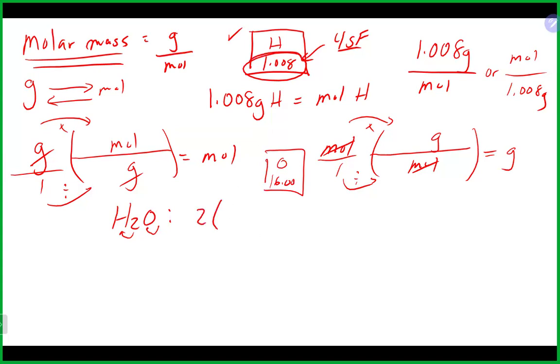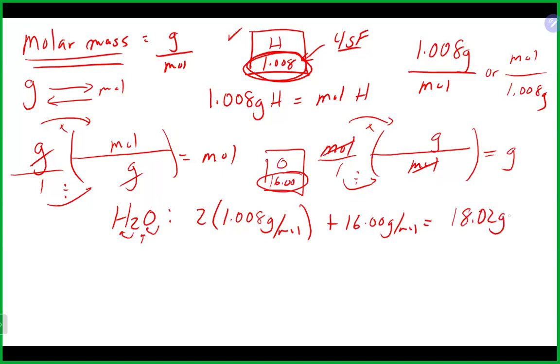Each of them from the periodic table has a molar mass of 1.008 grams per mole. And we're going to add it to our oxygen here, that is just one of them. And each of the oxygens from the periodic table is 16 grams per mole. That gives us a molar mass for water of 18.02 grams per mole. And that is how you would sort of say it. If you were asked what is the molar mass of water, it'd be 18.02 grams per 1 mole.